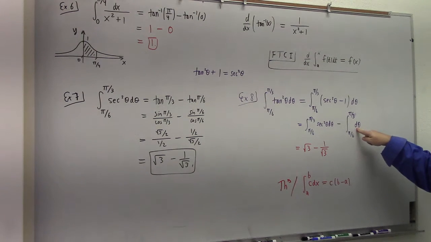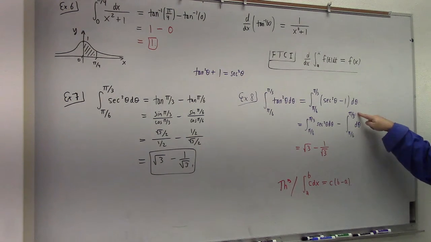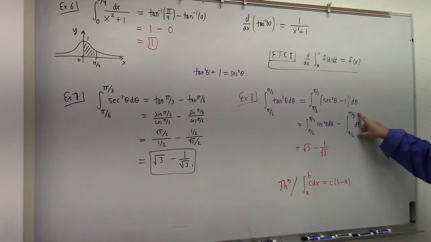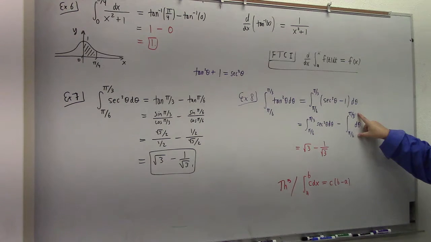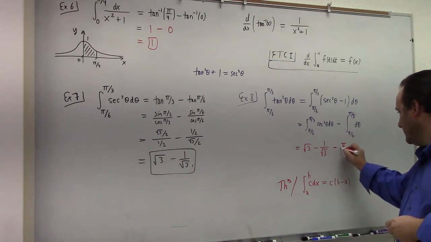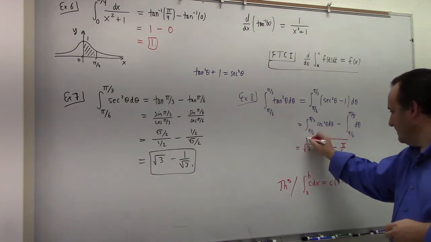When you're integrating d theta from pi over 6 to pi over 3, the answer is 1 times the difference of the bounds. Pi over 3 minus pi over 6 is pi over 6 again. 2/6 minus 1/6 is 1/6. So that is simply minus pi over 6. There you go.